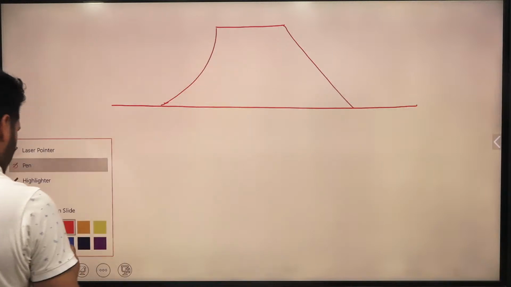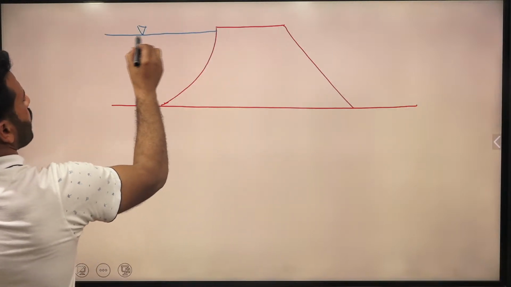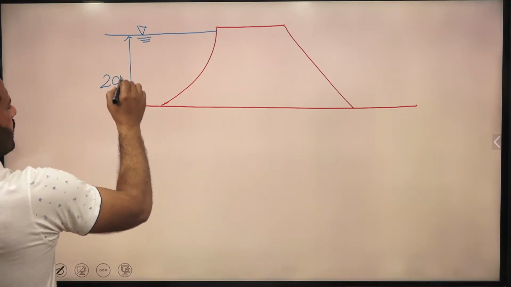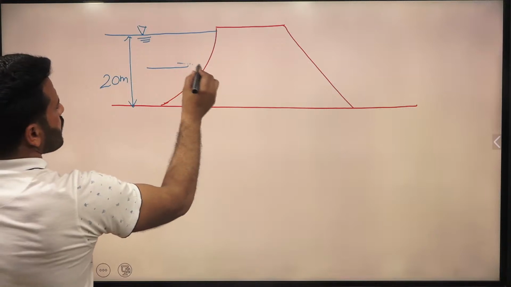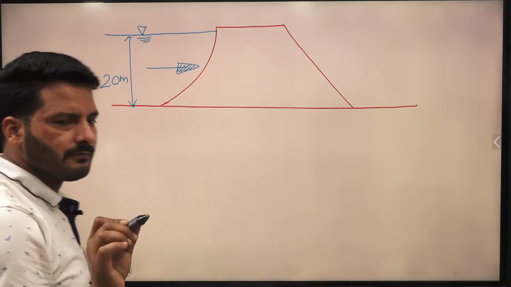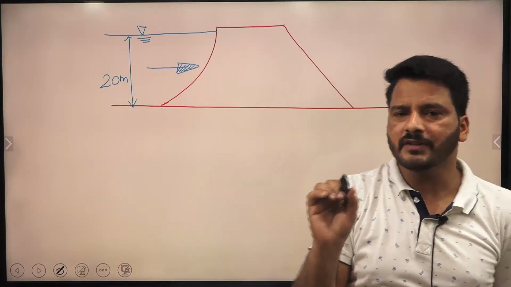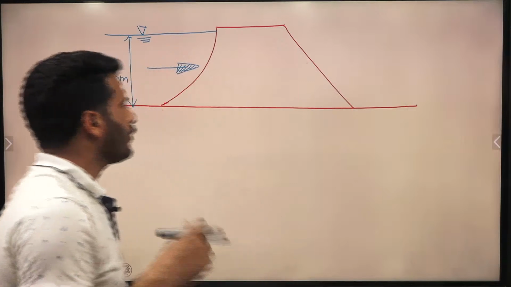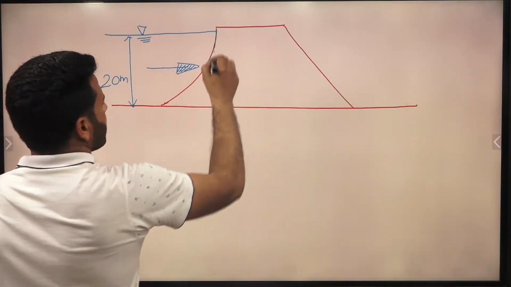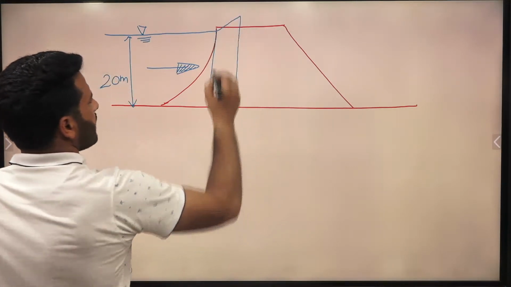and the height of water is 20 meter at the upstream. So if we are going to calculate the horizontal force, then we have to multiply the pressure by area. Which area? Projected area. How to calculate the projected area? So the projected area will be like this one, in the vertical plane.